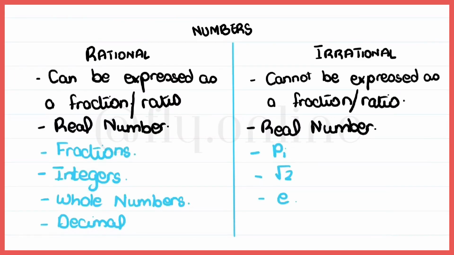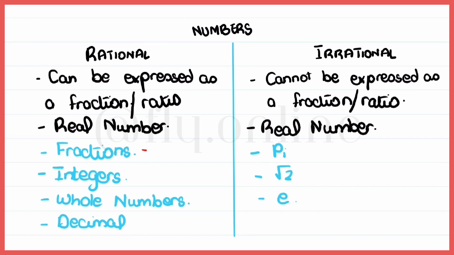In today's first video of our GCSE mathematics series, we'll be talking about real numbers. Real numbers can be divided into two main parts, rational numbers and irrational numbers. Rational numbers are numbers that can be expressed as a fraction or a ratio of integers, whereas irrational numbers are numbers that cannot be expressed as a fraction or a ratio of integers.